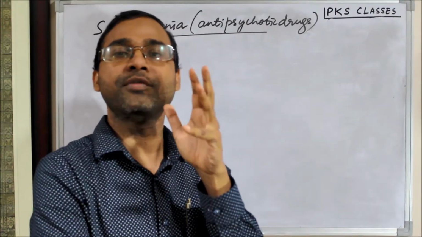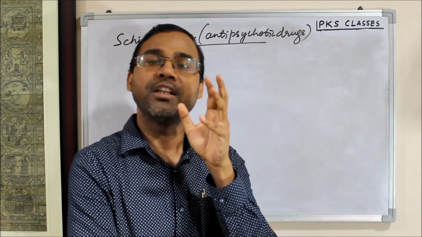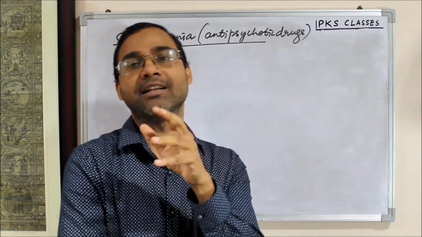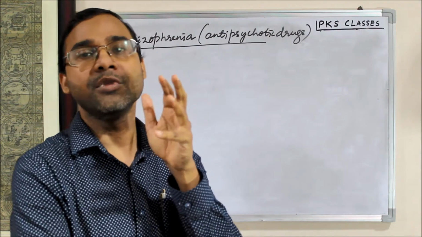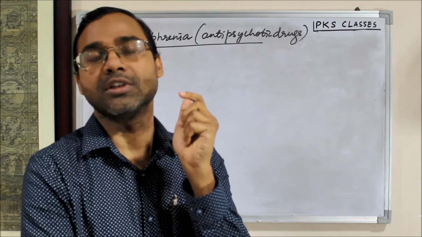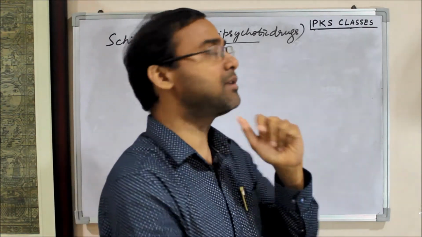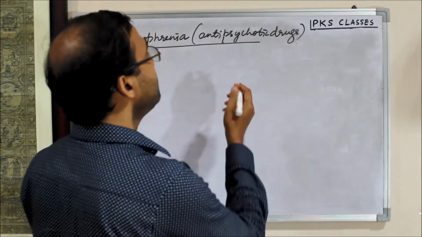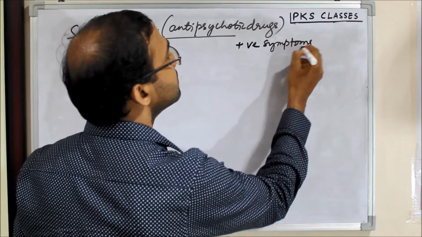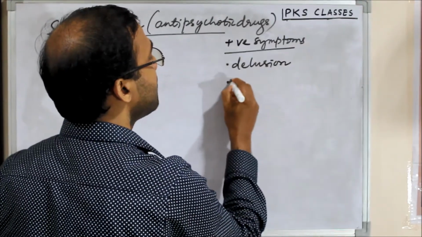Okay? And schizophrenia is a disorder of thought, a thought disorder. It has symptoms which can be divided into positive symptoms and negative symptoms. Why positive and negative? Because positive symptoms are not harmful to society, and when they become harmful to society, we call them negative symptoms. So positive symptoms are mainly two: delusion and hallucination.